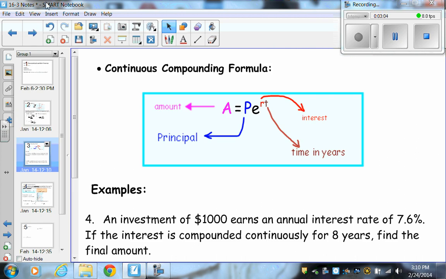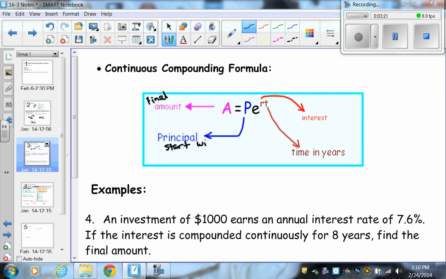Continuous compounding formula is A equals P e to the rt. Okay, so our capital A stands for our final amount. Capital P stands for our principal, which is what you start with. Your r is your interest rate. Please make sure that you always convert the percentages to a decimal. And t is time in years.